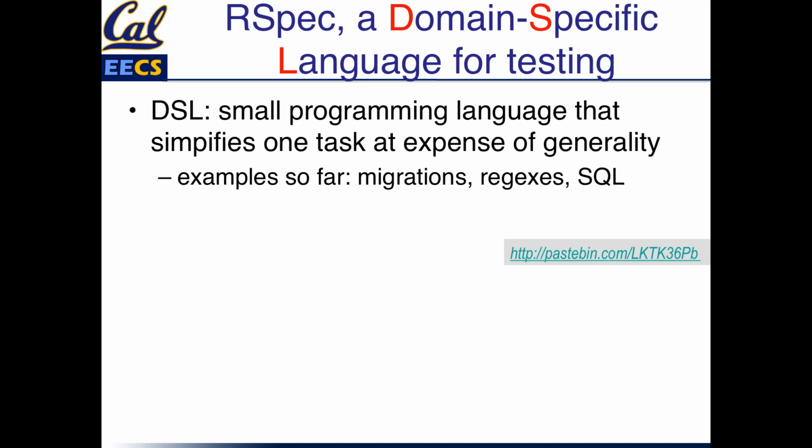Now, a difference with RSpec is that it's a domain-specific language embedded in Ruby. That is to say that every RSpec program is actually valid Ruby code, and it takes advantage of Ruby features like poetry mode to make it more readable. So what does this look like?